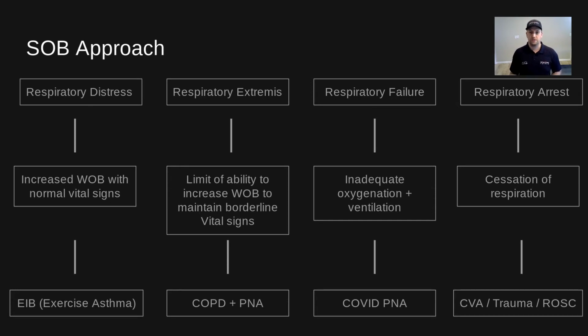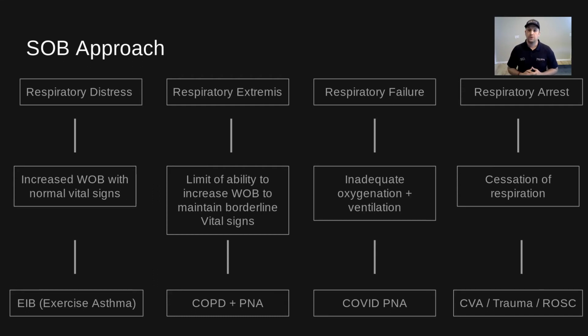Next, respiratory failure. This is inadequate oxygenation or inadequate ventilation, or a combination of inadequate oxygenation and ventilation. Most recently, we've dealt with this a whole lot, but COVID pneumonia patients often fall into this respiratory failure category. This person is either like extremis, where they're breathing really fast, or maybe they start to decompensate and come down. They have probably poor skin signs. They're probably altered. Blood pressure may be high or low depending on the situation.